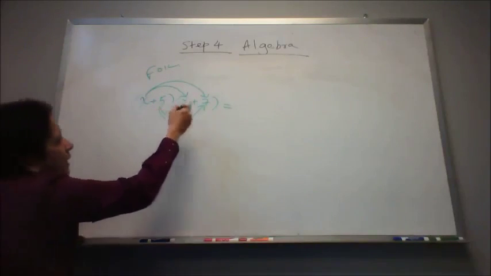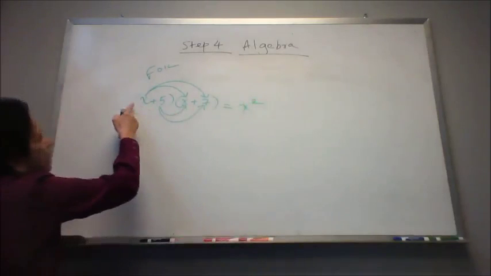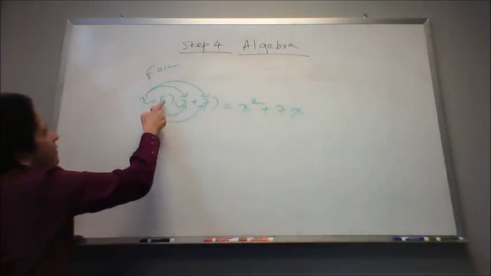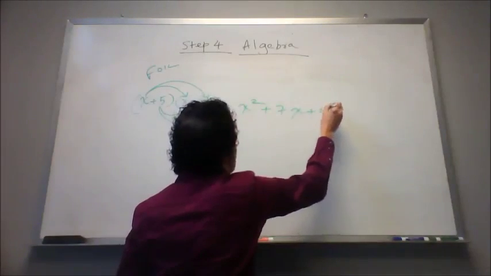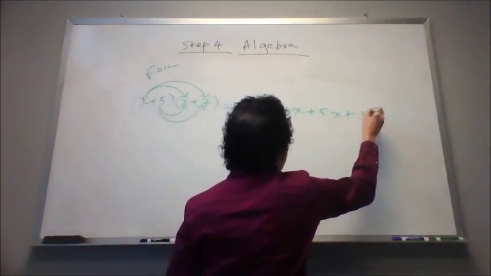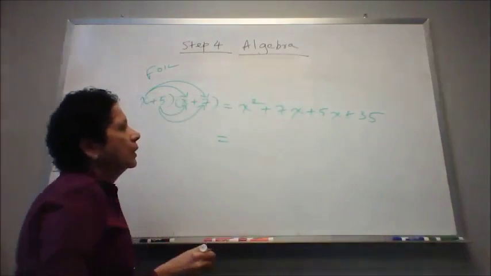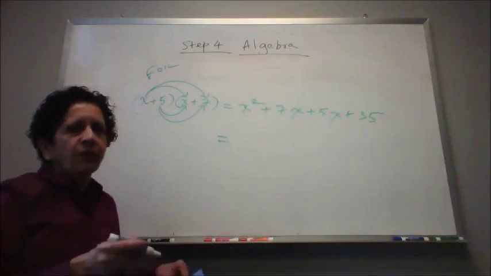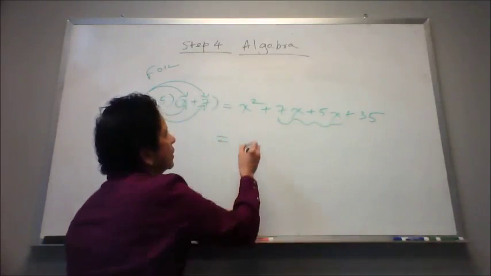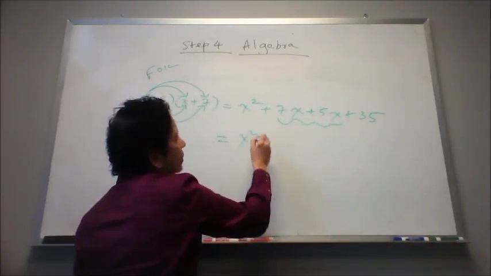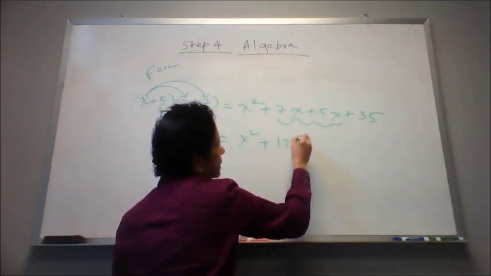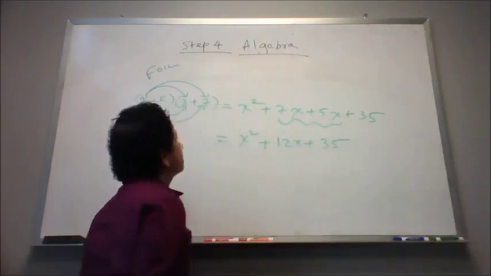So x times x, x squared. And then x times 7, 7x. And then 5 times x plus 5x. And then 5 times 7, that's 35, right? So now, if there are any like terms, we need to group them together, right? So here I have 7x and 5x. So it's x squared, I have only one of those. Then if I add these two together, 7 plus 5 is 12, so 12x, and then plus 35, okay?